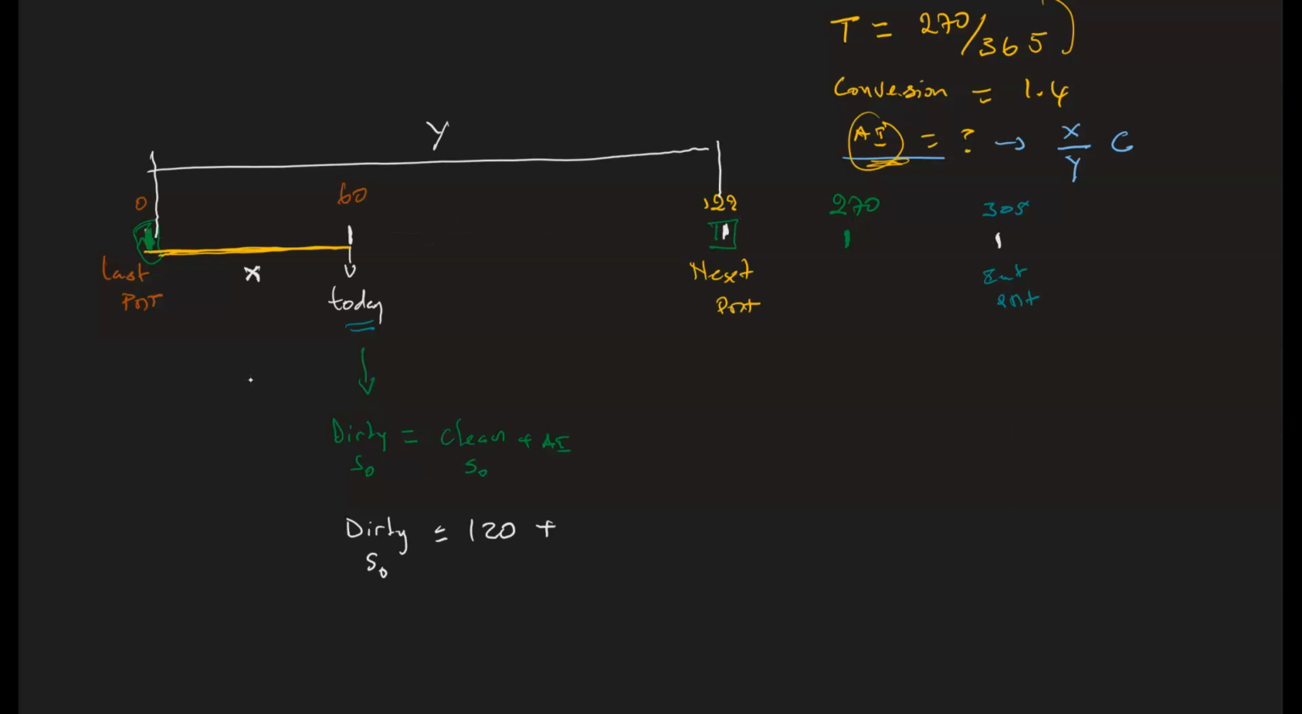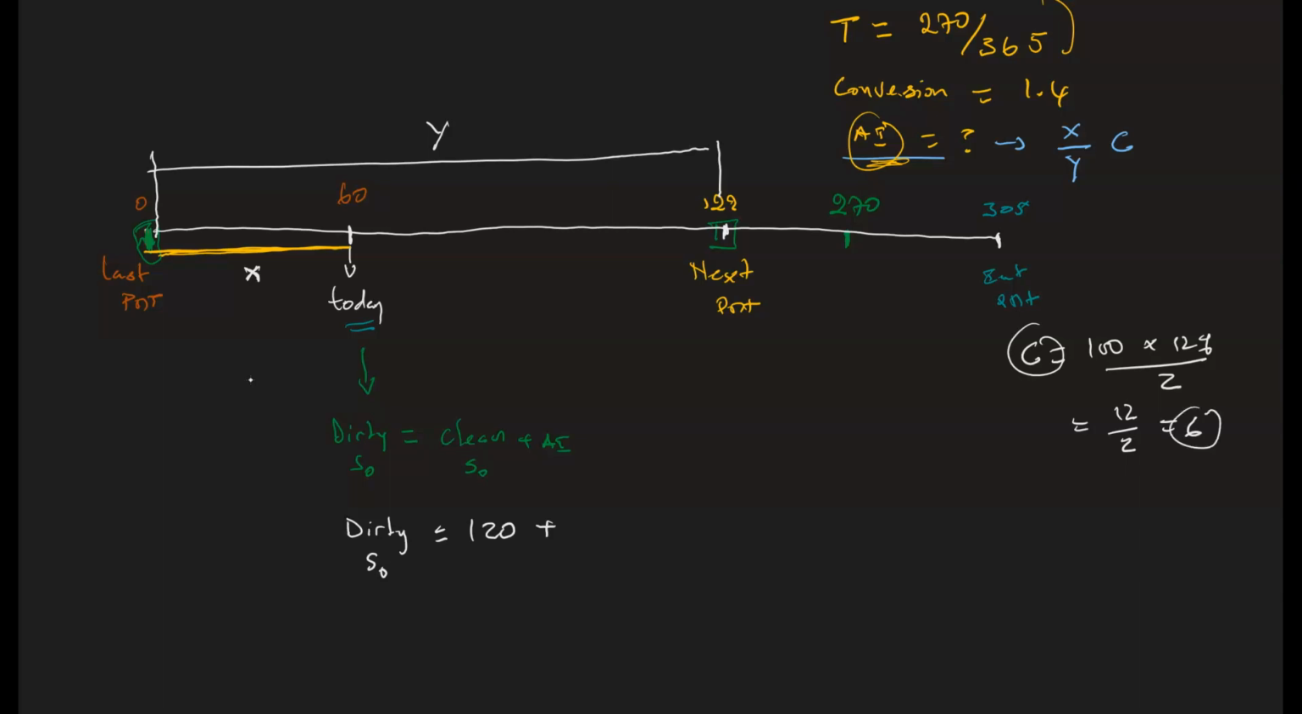Now, how much interest is going to be paid over this period? Well, our coupon payment is going to be equal to the face value multiplied by the coupon rate, which is 12%, divided by 2 because it's semi-annual. So that's 12 divided by 2, which is 6. So our coupon payment is actually going to be equal to 6. Alright, so what does that mean for our accrued interest? Accrued interest is, remember, X divided by Y multiplied by our coupon payment.